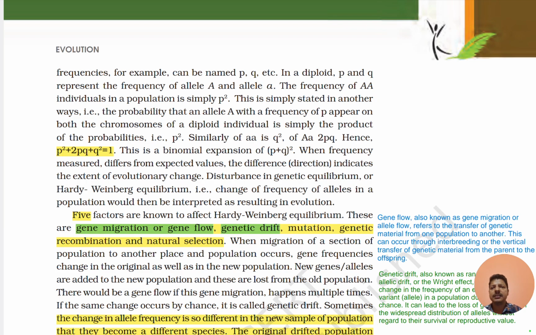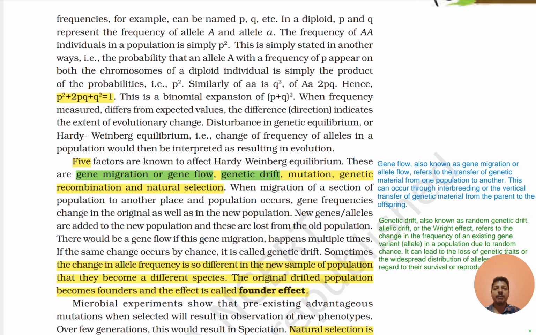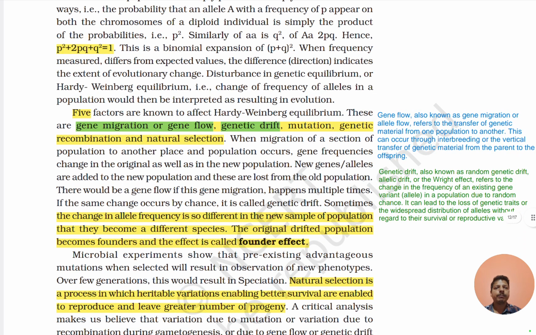Then here it says, same example taken, p square plus 2pq plus q square equal to 1, the binomial expansion of (p plus q) whole square. Five factors are known to affect Hardy-Weinberg equilibrium. These are gene migration or gene flow, genetic drift, mutation, genetic recombination, and natural selection. Gene flow, also called gene migration or allele flow, refers to the transfer of genetic material from one population to another. This can occur through interbreeding or the vertical transfer of genetic material from parents to offspring.